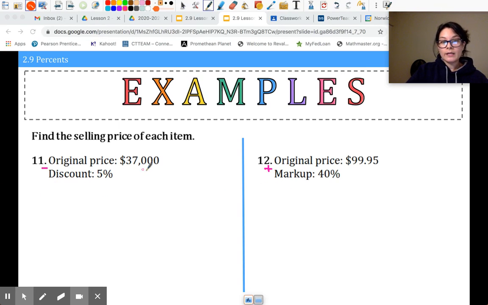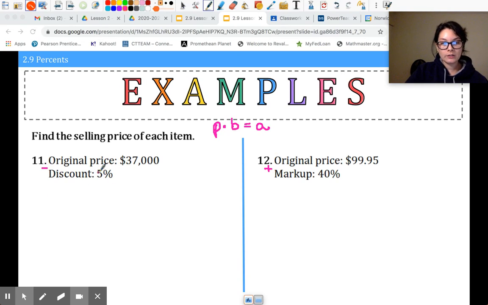So I'm just going to do like I did before, where I'm substituting. I'm first substituting into my formula, percent times base equals part. This is going to give me the amount of either discount or markup, and then I either subtract that amount or add that amount accordingly.